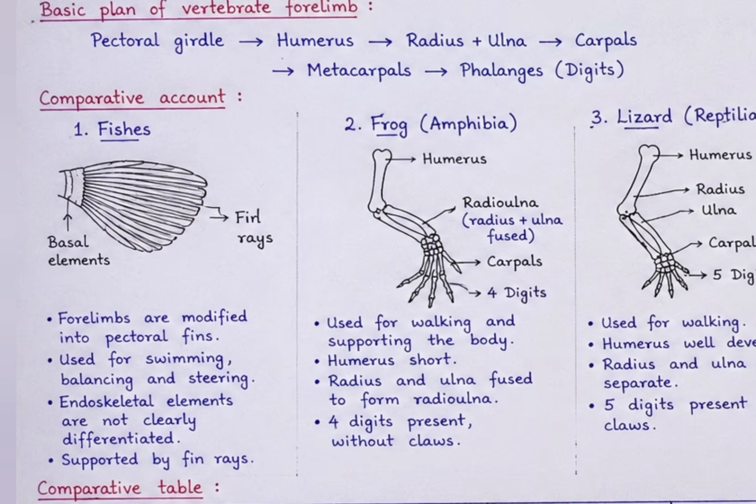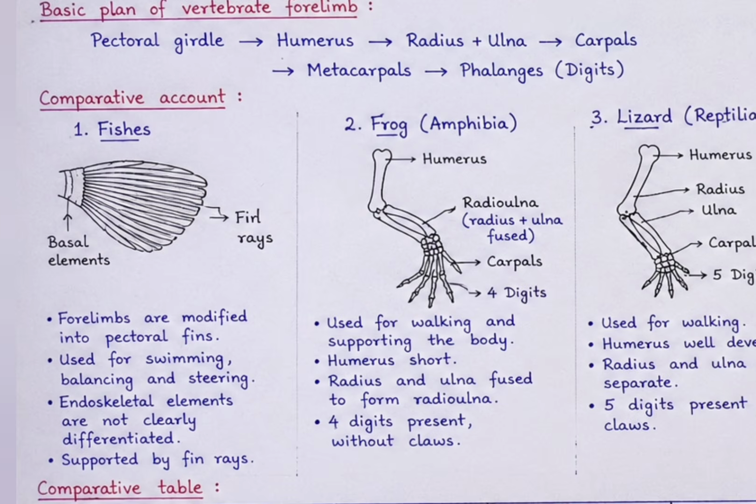Next, we see the frog, in the class Amphibia. In the frog, the forelimbs are used for walking and supporting the body. We can compare with human beings here; the function of forelimbs is different in mammals and frog. We cannot walk with our forelimbs as humans.